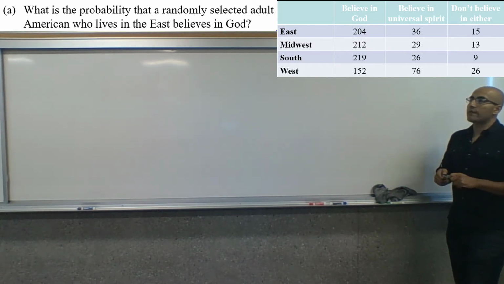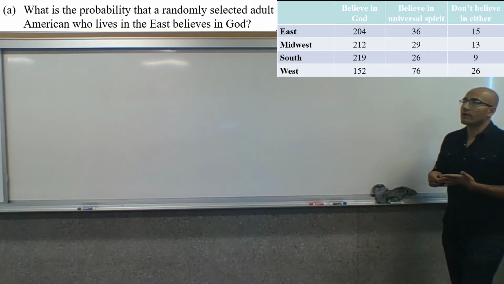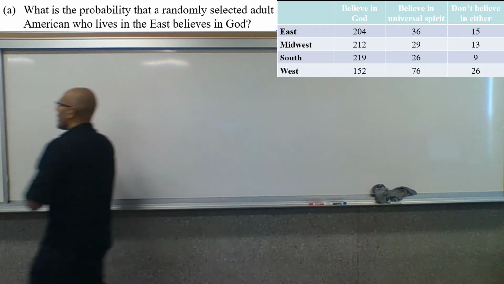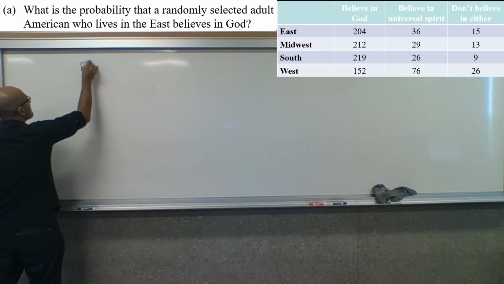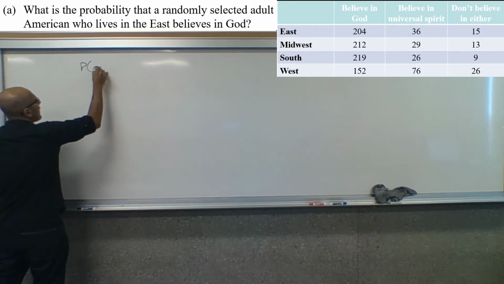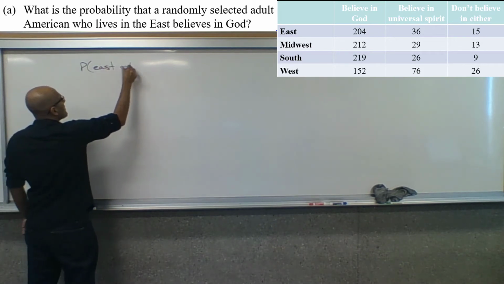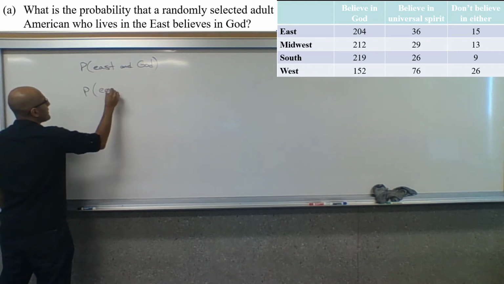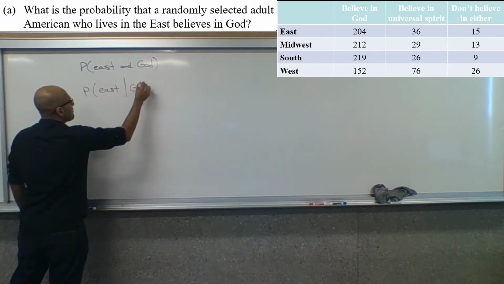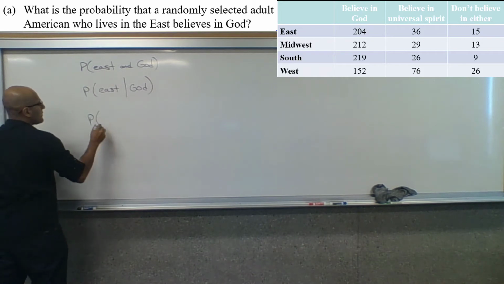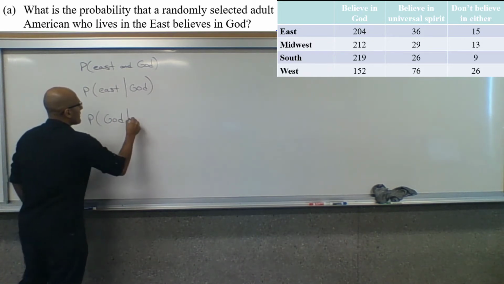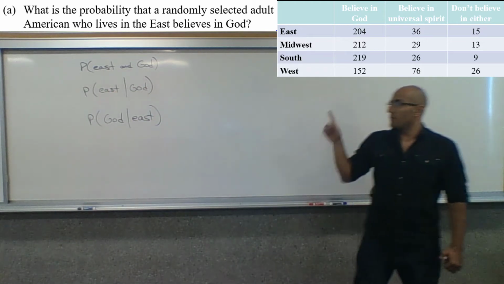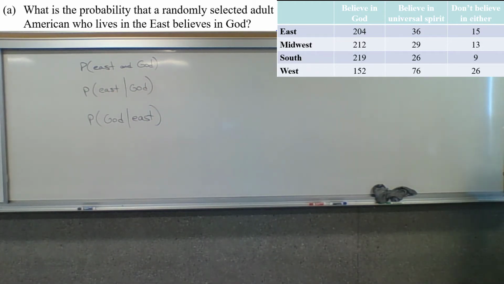What is the probability that a randomly selected adult American who lives in the East Coast believes in God? I feel like there are a couple of options that might seem tempting at this point. They live in the East and they believe in God, or maybe they live in the East given that they believe in God, or maybe the other way around, probability that they believe in God given that they live in the East. So which of those three is going to help us solve part A?